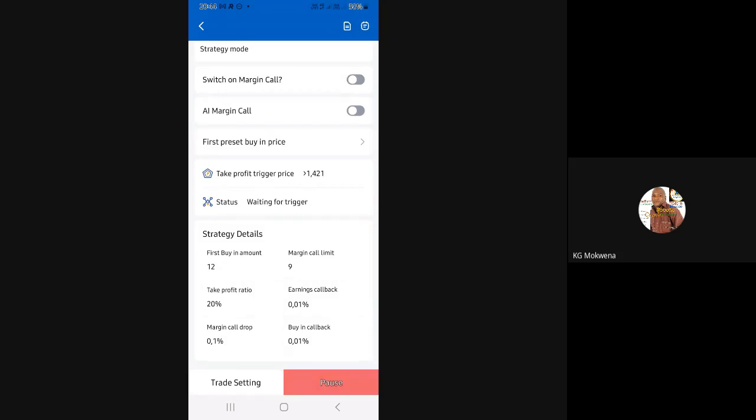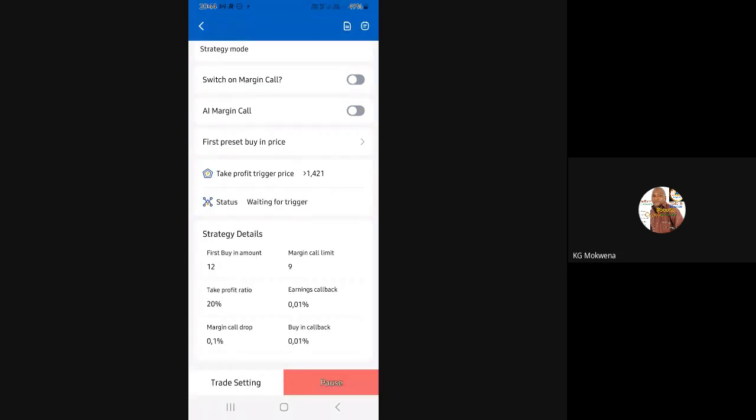And we can see below strategy details that our first buying amount is $12. To the right of it, you see margin call limit. We have up to 9. 8 are already taken. 9 just came out in profit, but we want to push 9 again into this market at the lower lows. We have margin call drop. What is our margin call drop there, leader, sir? 0.1. Thank you. That's 0.1.